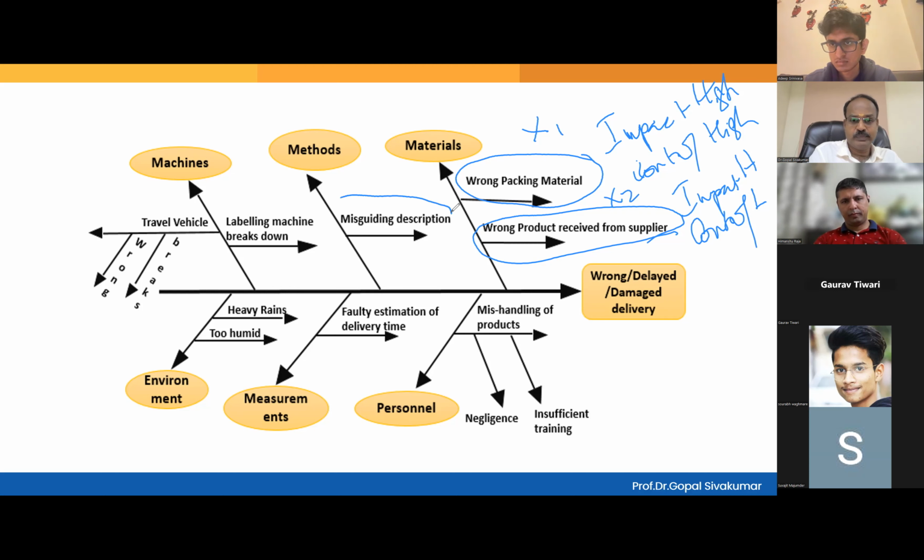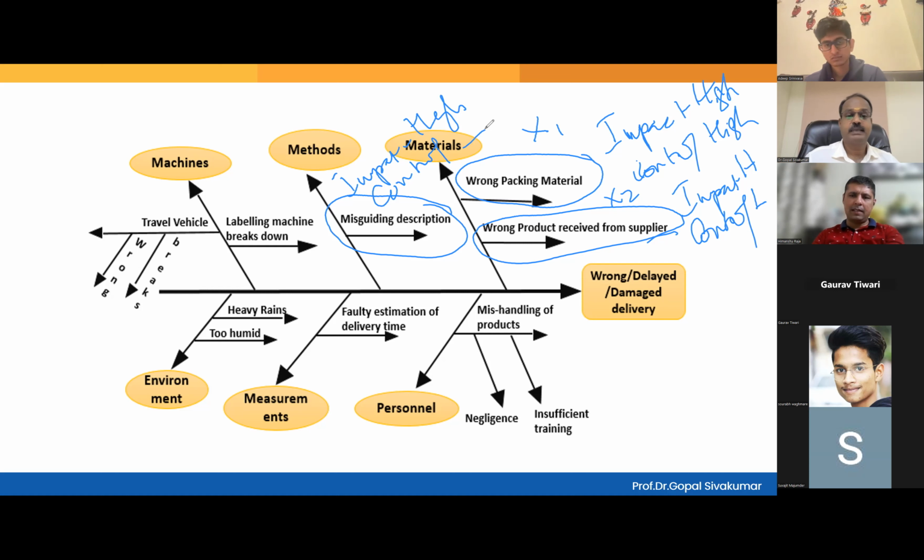Now, misguiding description. Every delivery boy receives some description about the item being ordered, about the customer, customer phone number, customer location. Yes or no? Yes, sir. If the customer phone number is typed wrongly, or customer location is pinged wrongly, what will be the impact? Come on, impact. That would be high. Wrong delivery, delivery time delay should happen. And now do you have control over it? Less.